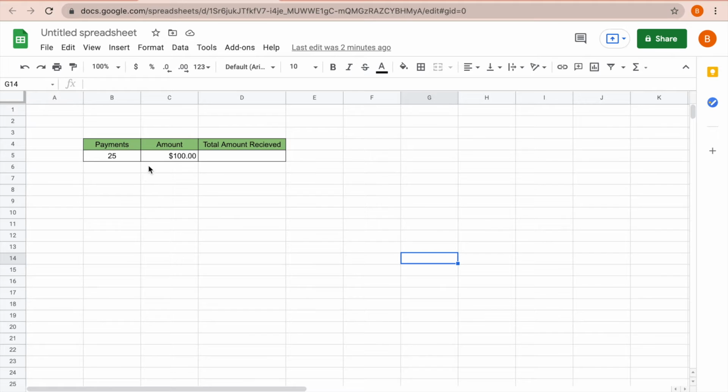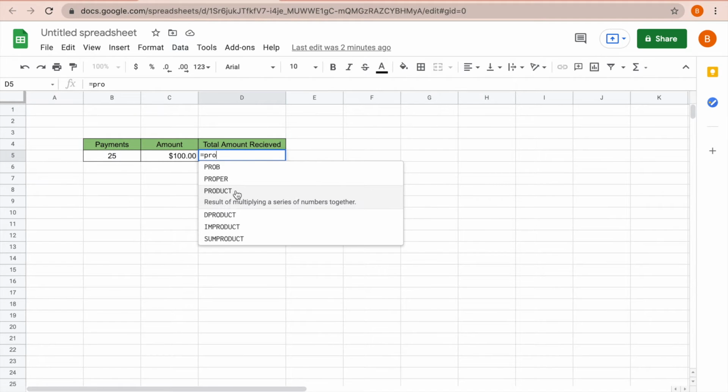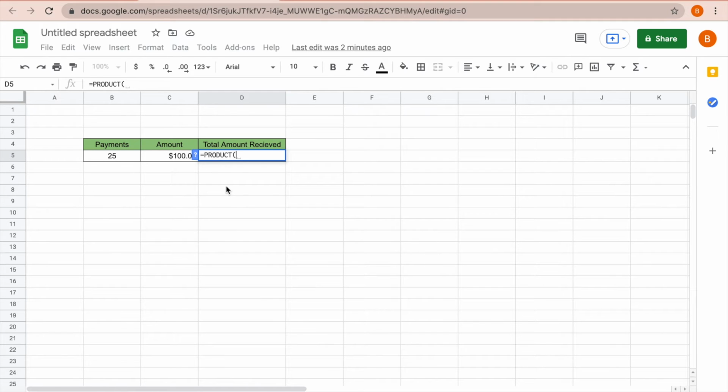What you're going to do is double click on the cell where you want to enter the formula, press the equal sign, and type in product. All these are different equations or functions that you can do, but we're going to look for product. We're going to click on that. It's going to ask you the two cells you're looking to multiply.